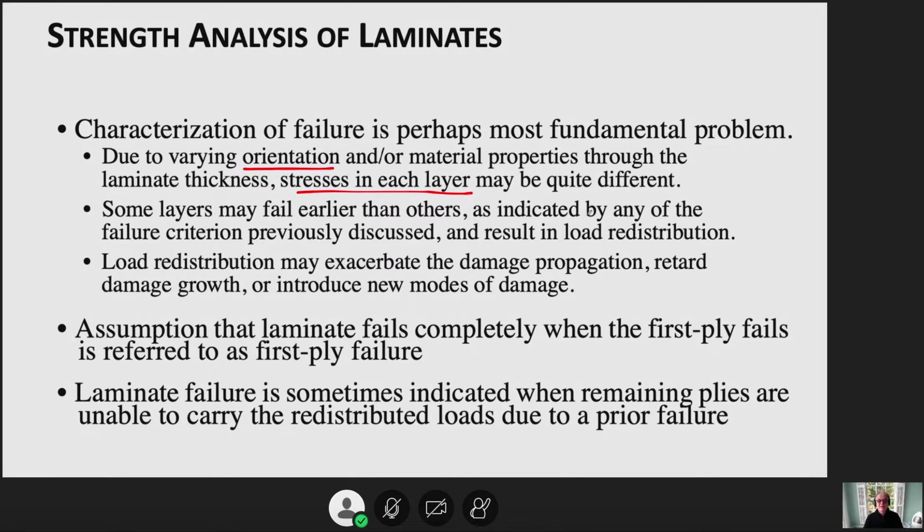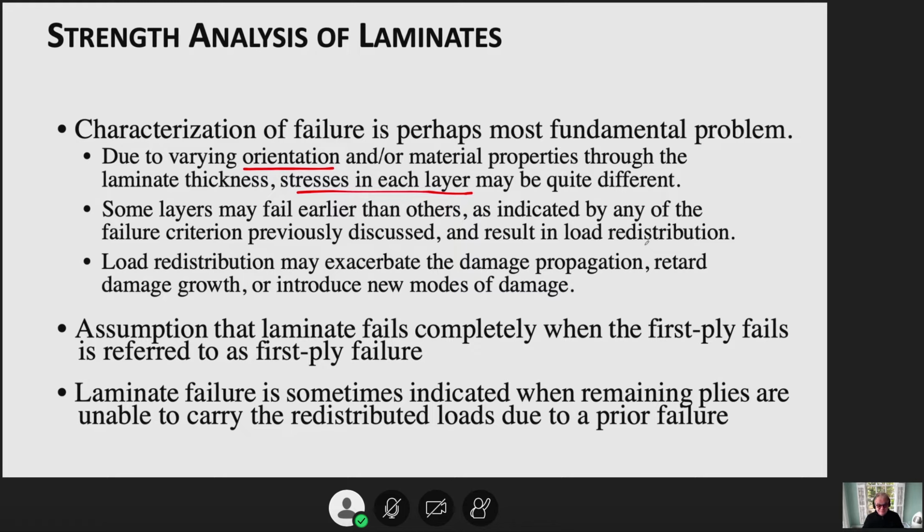Strains are the same. Some layers may fail earlier than the others, causing load redistribution between different layers. So if one layer fails, you can assume that it's removed from the layup, and the remaining layers might be sufficient to carry the loads. And that's the reason why sometimes we don't care about matrix failure, because those layers are carrying very little load along those directions anyways.